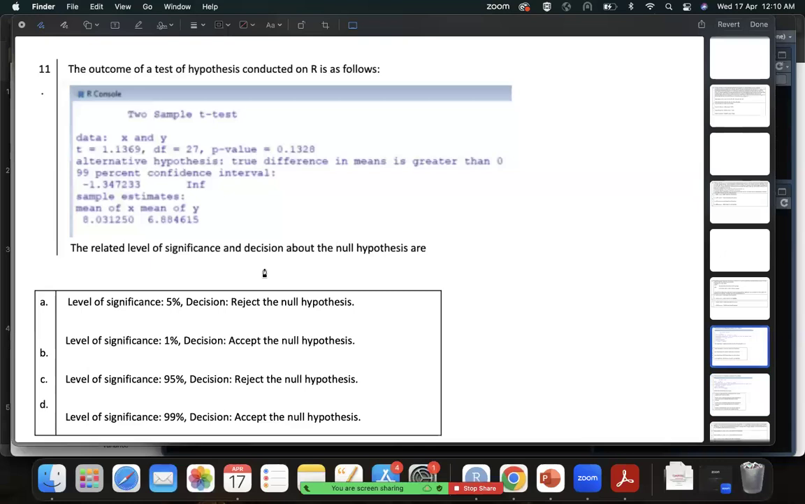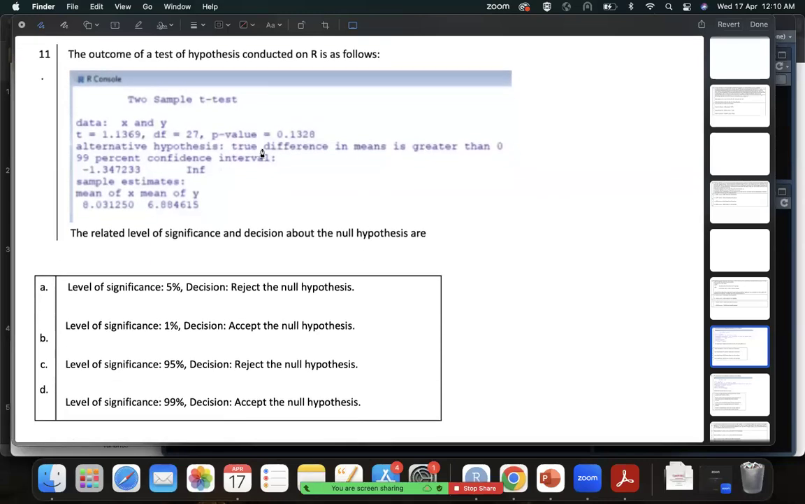Question number 11. So by level of significance, I don't see the, so yeah, it's mentioned 99% confidence interval. So your level of significance is basically 1%. So 1 minus alpha is this. So yeah, alpha is like 1%. So level of significance is 1%. And decision accept null hypothesis. So you can cross check it using the p-value. So if p-value is greater than 0.05, you accept the null hypothesis. So option B is your answer.